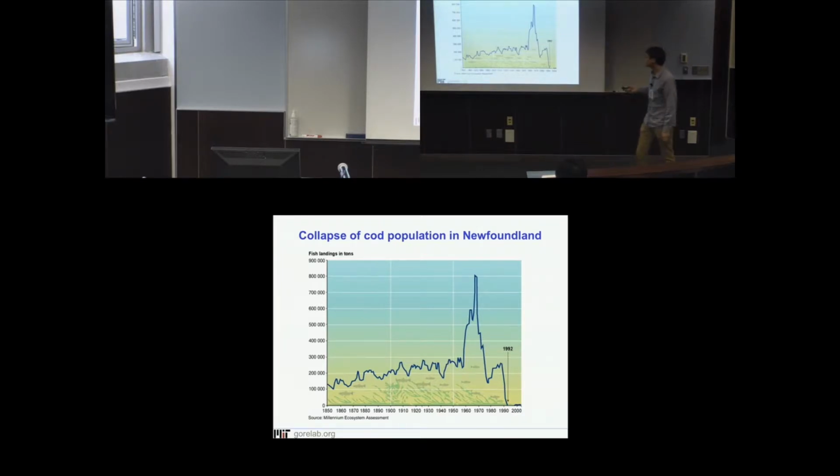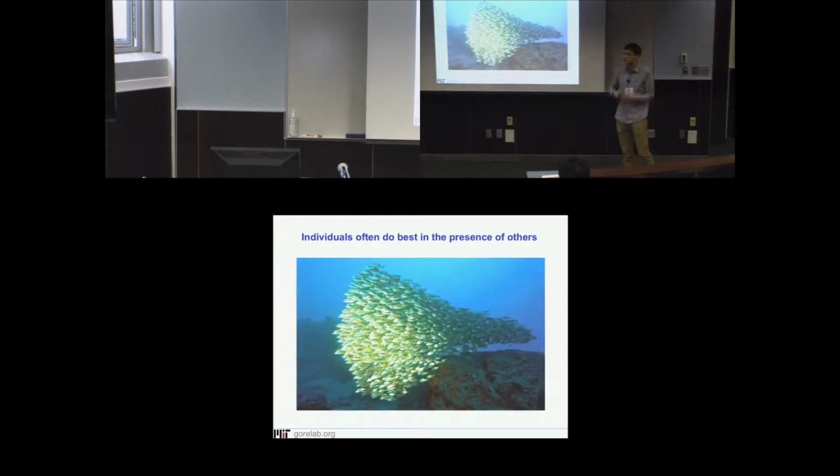Now, these collapses can occur because, as I said, in many cases individuals in a population benefit from the presence of other individuals. For fish, this happens with schooling behavior. If you don't have enough fish, then you can't form an effective school, and you all get eaten. But this is more general than just fish populations.